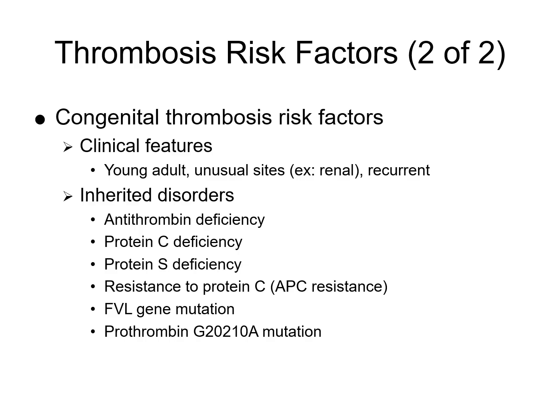Factor V Leiden gene mutation, so this is a genetic mutation in the factor V gene, leading to resistance and a prothrombotic state. Prothrombin G20210A mutation. This is a mutation in the prothrombin gene that leads to elevated plasma prothrombin levels, increasing the clot risk.